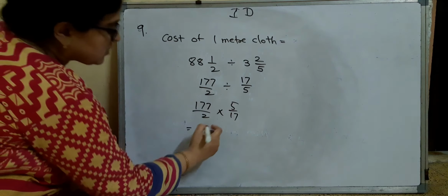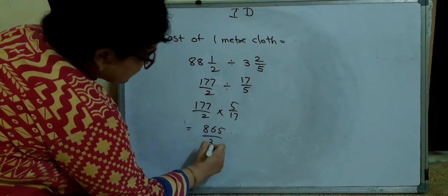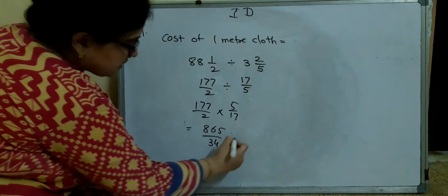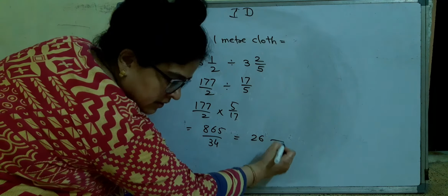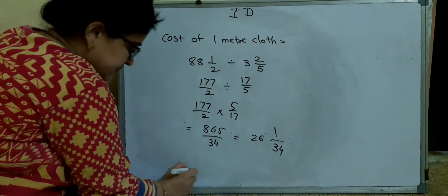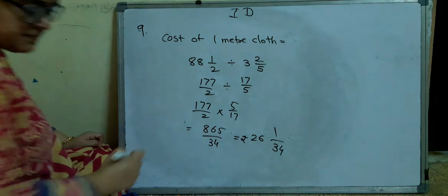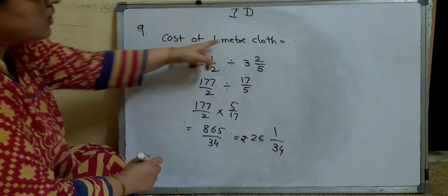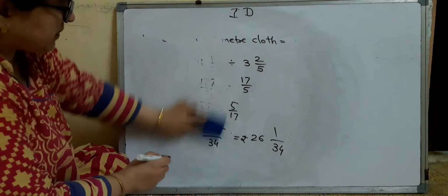So 177 into 5, 885 upon 34. Now you have to write it in the mixed fraction. So 26, 34, 1. What is the cost? Rupees. The cost of 1 meter of the cloth is rupees 26 1 upon 34. 9th sum.